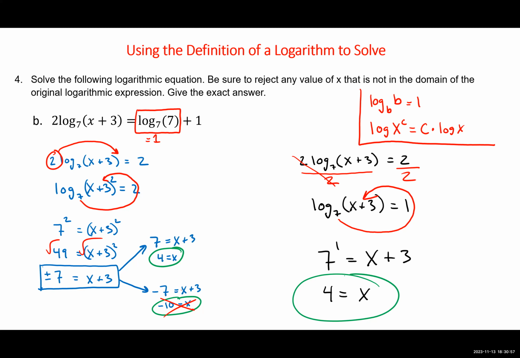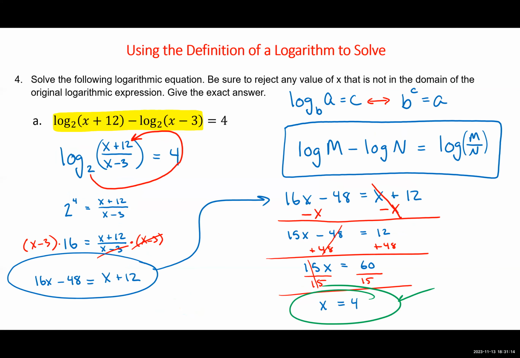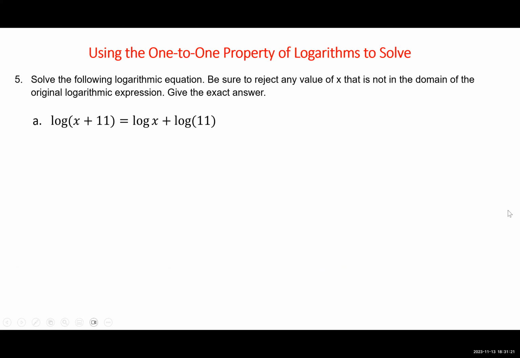Okay, so that's equations. These last two problems, the equation has multiple log terms. This one had 2 logs and 1 number. This one had a plus 1. The one before it had an equals 4. So let's move on to the last problem. This one will be a bit quicker.